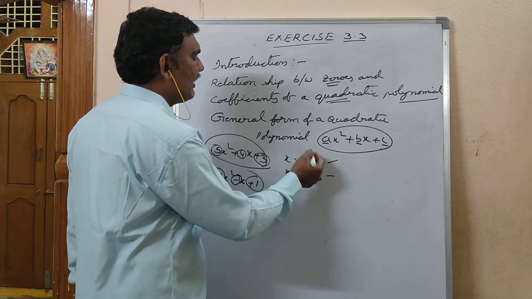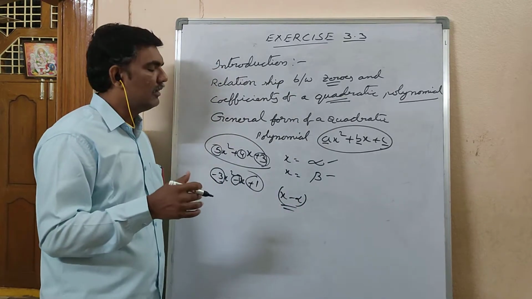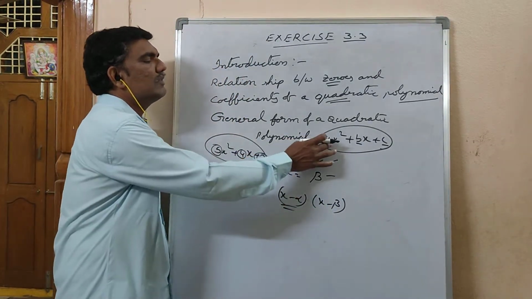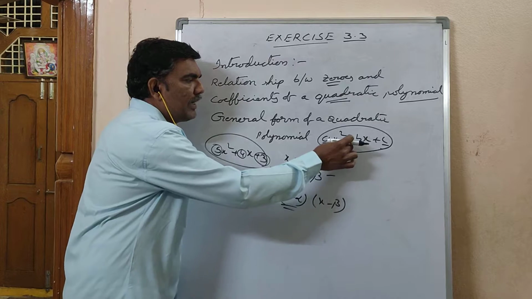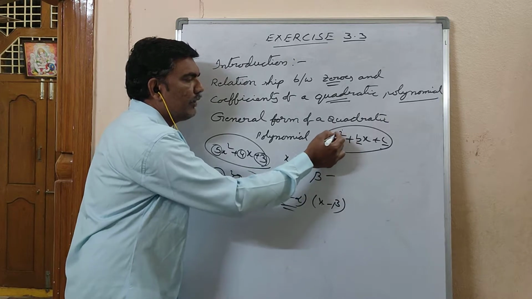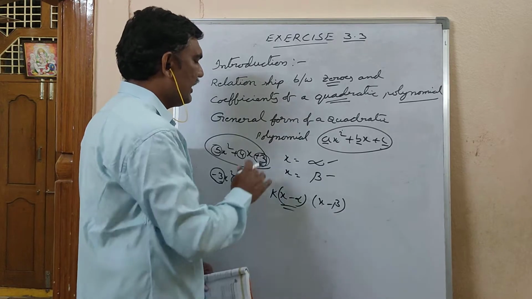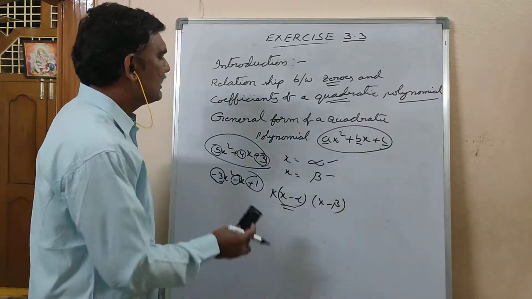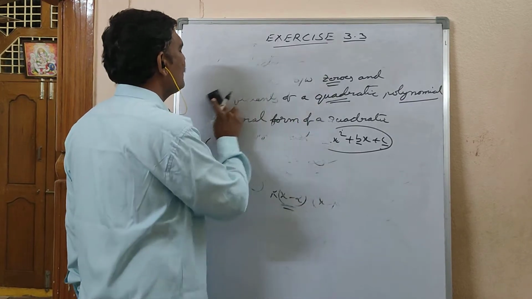X is equal to alpha means bring alpha to this side. X minus alpha is one factor. X minus beta is another factor for this quadratic polynomial. Means if you multiply these two, you will get one quadratic polynomial. But x into x is x square only, while the x square coefficient a is there. So it will differ by one constant k. So here, by using this introduction part, we can derive a formula for the sum of the zeros and product of the zeros. Now we will go for the derivation part.